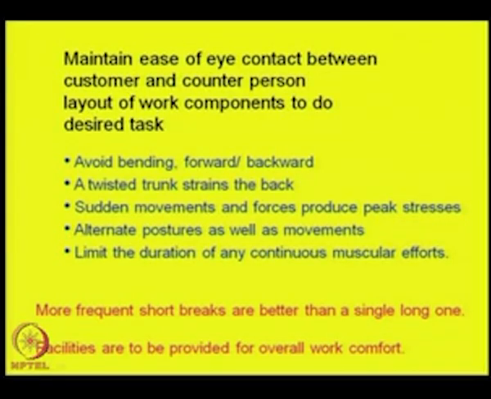Maintain ease of eye contact between customer and counter person, and lay out work components to do the desired task. Avoid bending; these things need to be considered. Avoid bending forward and backward. A twisted trunk strains the back, and sudden movements and forces produce peak stress. Alternate postures as well as movements, and limit the duration of any continuous muscular effort. More frequent short breaks are better than a single long one. Facilities are to be provided for overall work comfort.